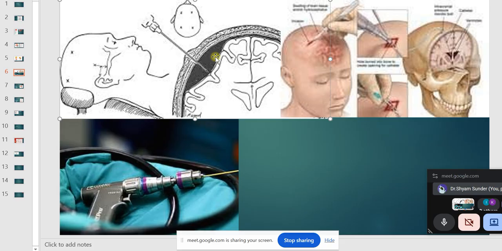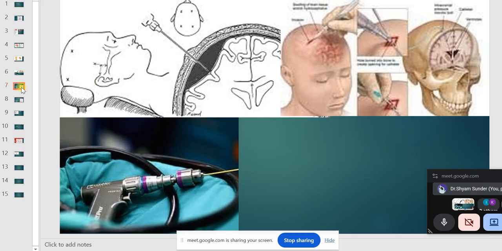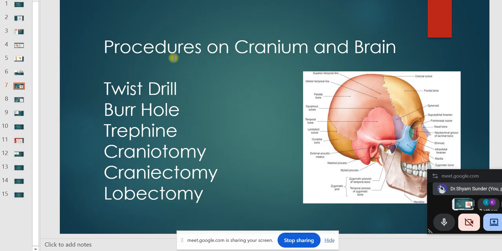But if it is an open procedure, to cut open this entire bone, that is called craniotomy, craniectomy. If they're creating a hole, that is called a burr hole. If they're removing the skull bone, that is called craniectomy or craniotomy. So let us see these procedures on cranium and brain: trephine, burr hole, puncture.